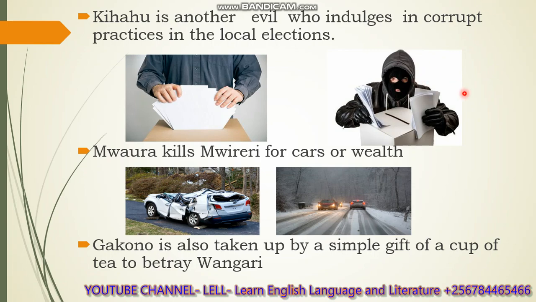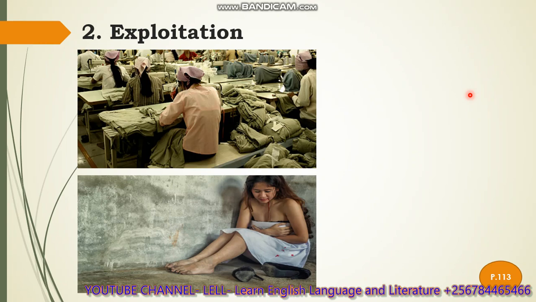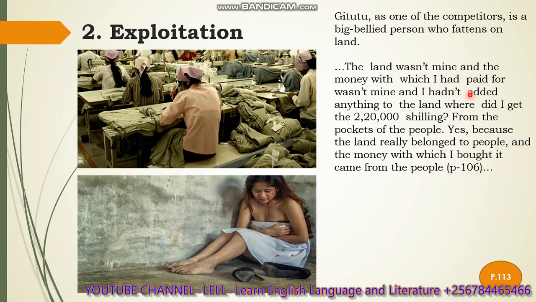Of course, there are very many other instances of corruption in the book, and as a literature student, you need to go on and exploit more of them. I will stop there and look at another theme, exploitation. Looking at exploitation is another theme that is very important for us to analyze. Let us begin with Gitutu, one of the competitors, a very big-bellied person who fattens on land particularly. Now, exploitation is going to be handled in a form of generality. We're going to look at it generally.